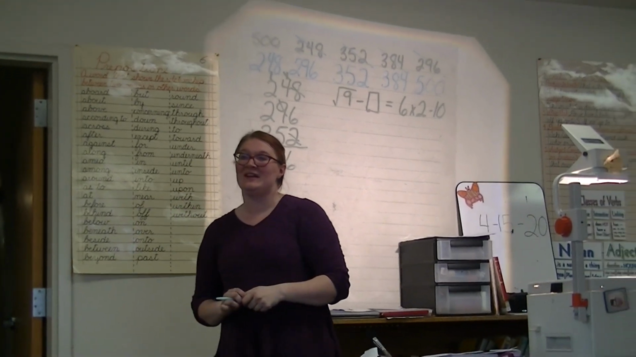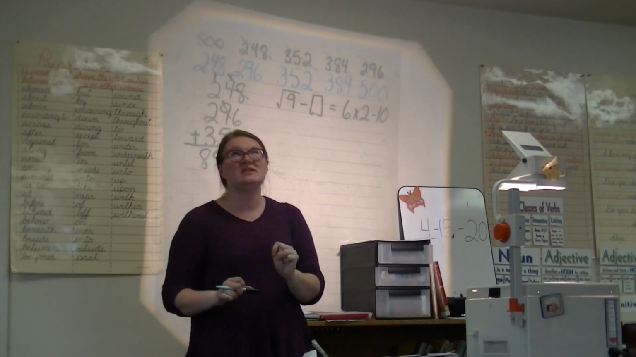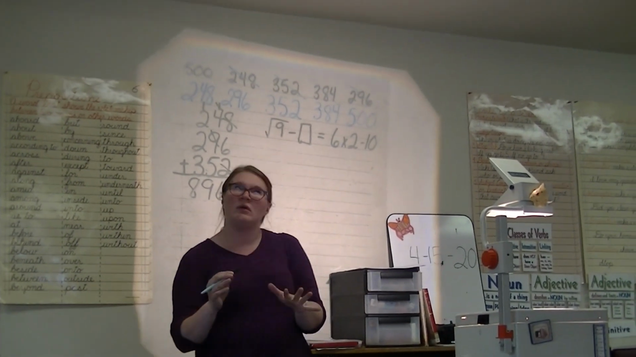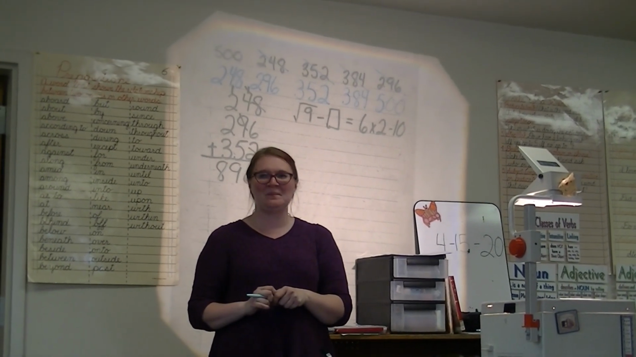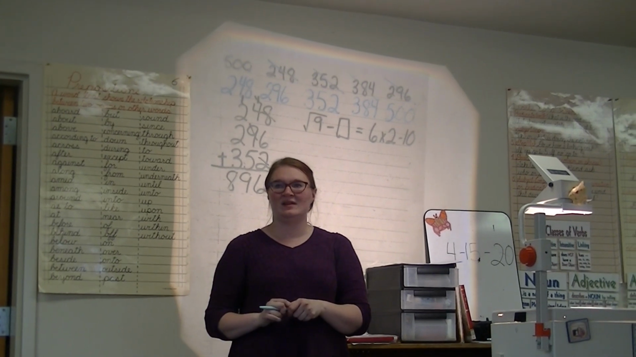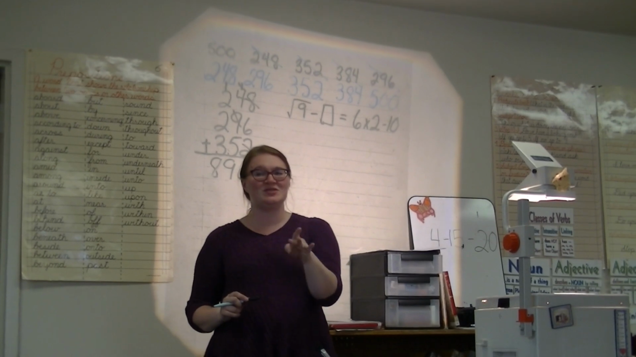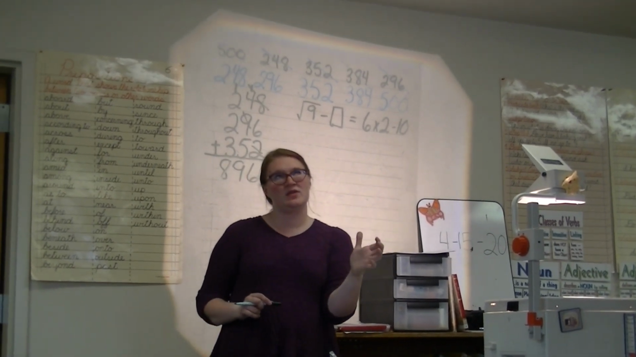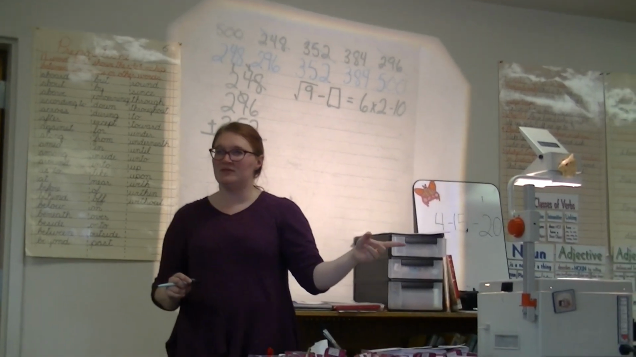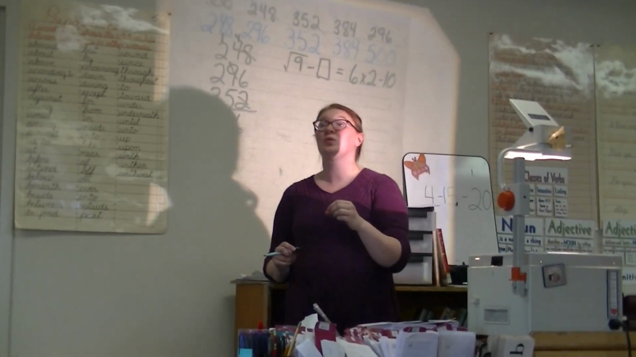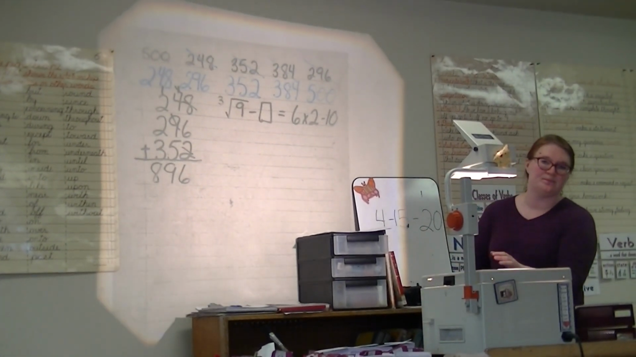Jackson? 1 times 1 is 1. 2 times 2 is 4. What number makes 9? If 1 times 1 is 1, then 2 times 2 is 4, then 3 times 3 is 9. So what is the square root of 9? 3. Yeah, what I like here. So we're going to write 3 right here so we can remember, okay?